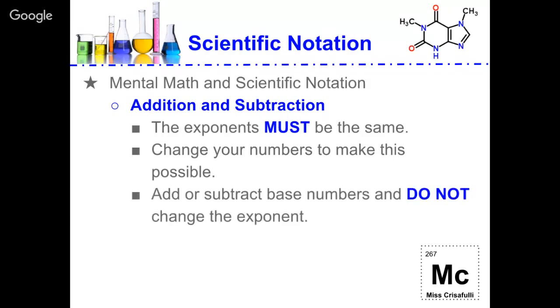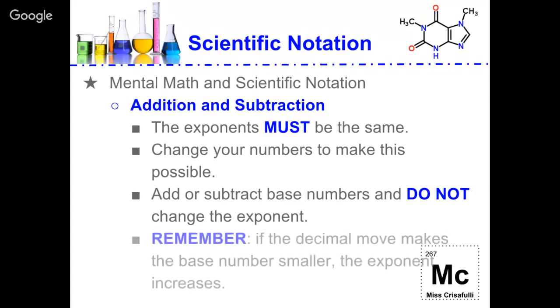So when you add or subtract base numbers, you do not change the exponent. This is different than multiplication and division. So remember, if the decimal move makes the base number smaller, the exponent is going to increase. And the same is true for the opposite. If the decimal move makes the base number larger, the exponent is going to decrease.